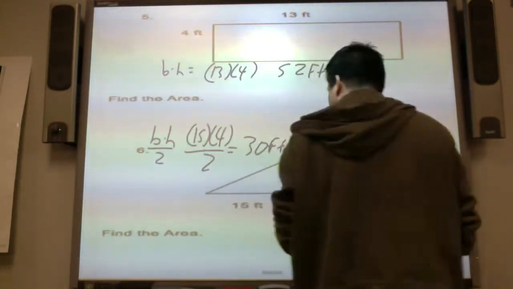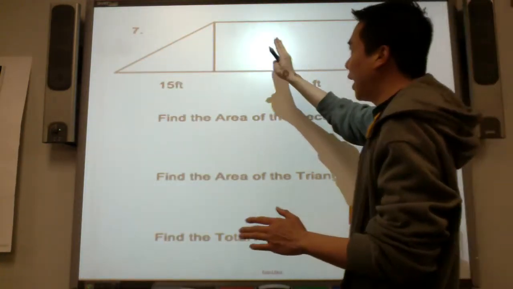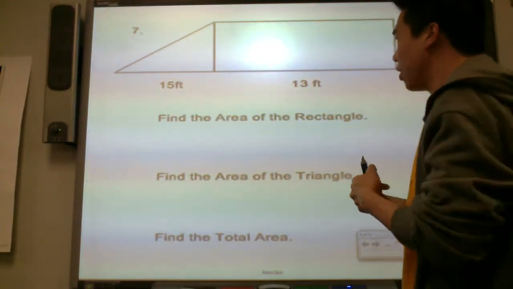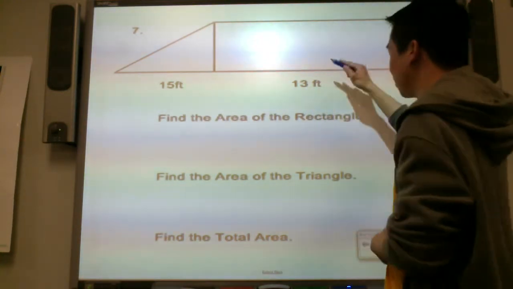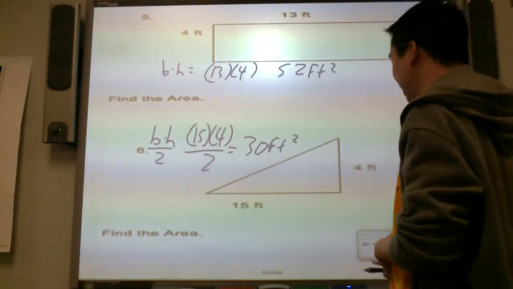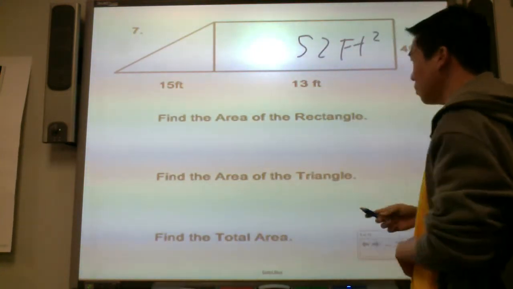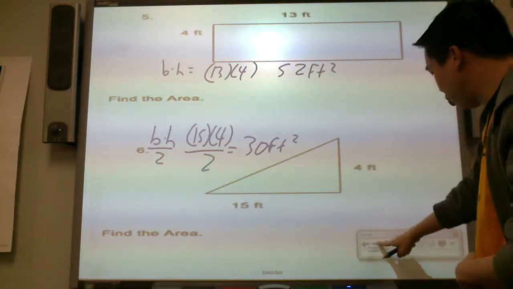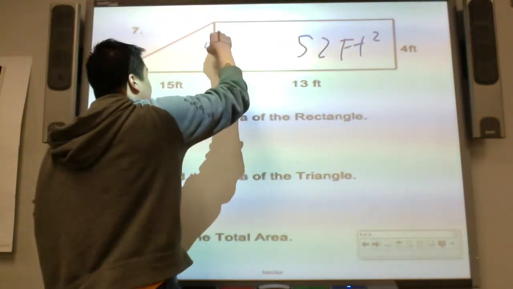So let's put them together now. So what happens if you have a triangle with a rectangle put together? Composite. Find the area of the rectangle. We just did this a few seconds ago. 13 times 4, let's go back to our previous screen, is 52 square feet. And find the area of the triangle. Did we just do this a few seconds ago? 15 by 4. Let's see if it's the same number. Yes, it is. So if this is 4, this has to be 4 feet.